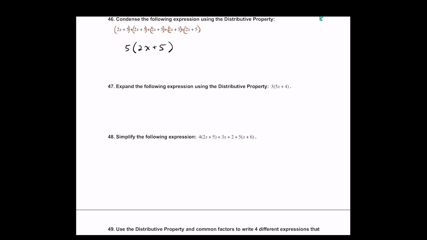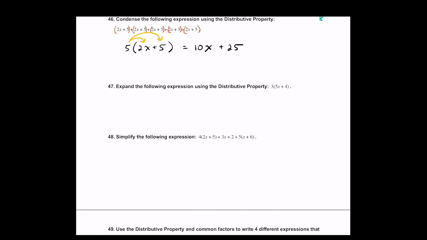Then we can use the distributive property, which states that we have 5 of these 2x's. If you have 5 of these 2x's, that's saying that we really have 10 of these x's. And then there's 5 of these positive 5's, which means that's going to equal 25. So this would be the most simplified expression, but condensing it using the distributive property.